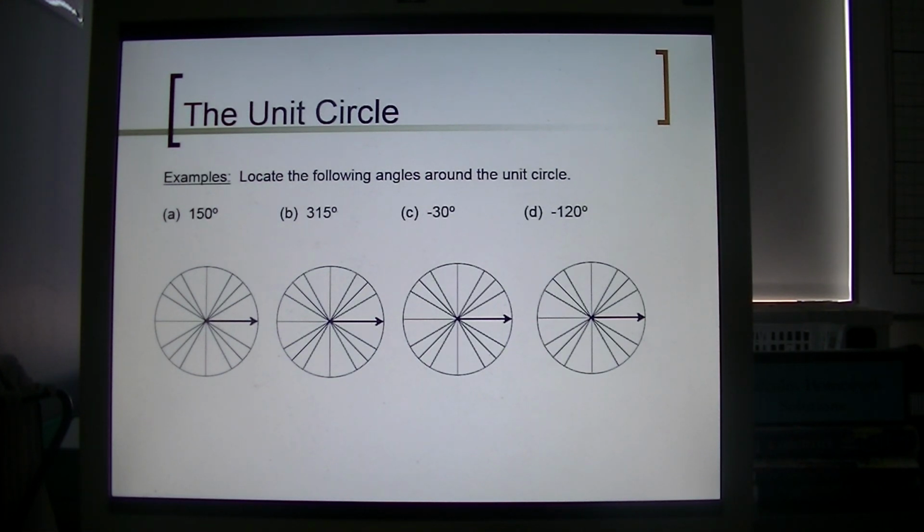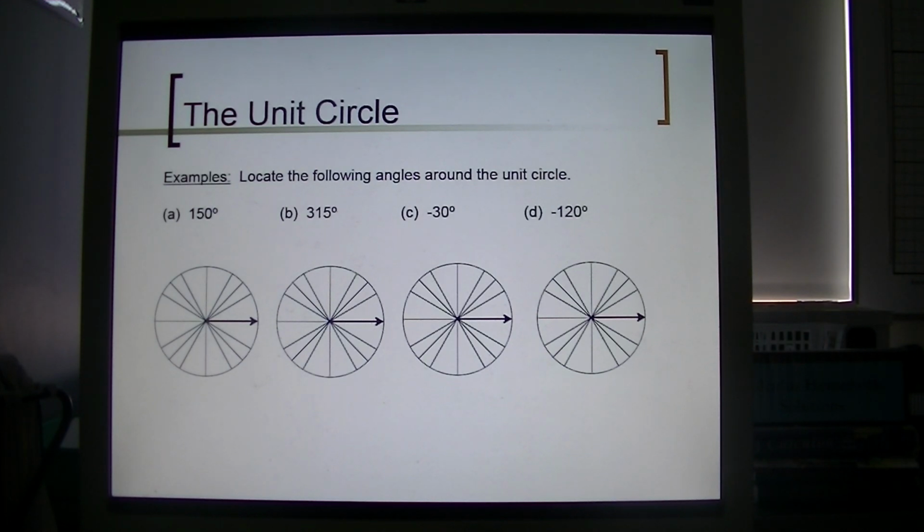You have small unit circles. I would like you to figure out which of these marks is where 150 degrees is, and just put a circle there. On the next page, letter A says 150 degrees. All I want you to do is find that. Which of the tick marks around the circle is that? And put a dot there.